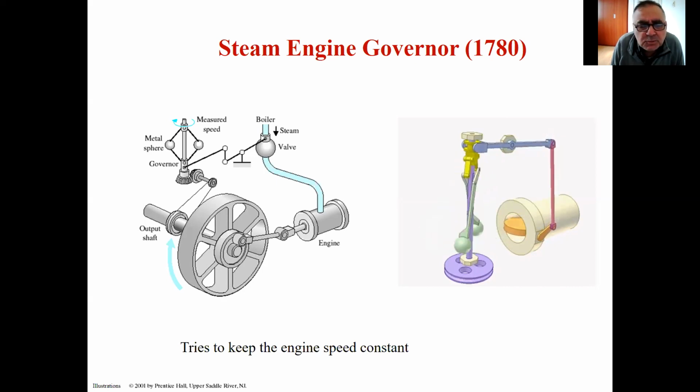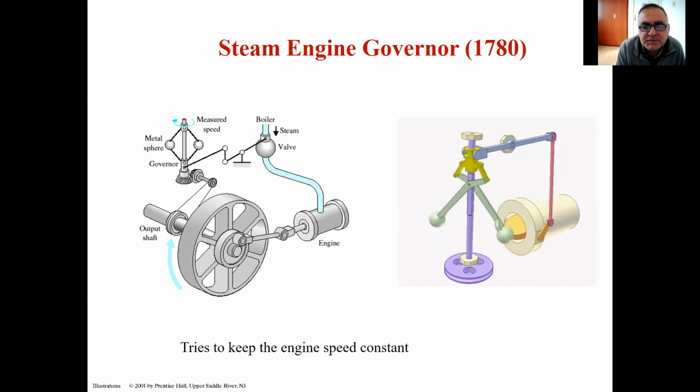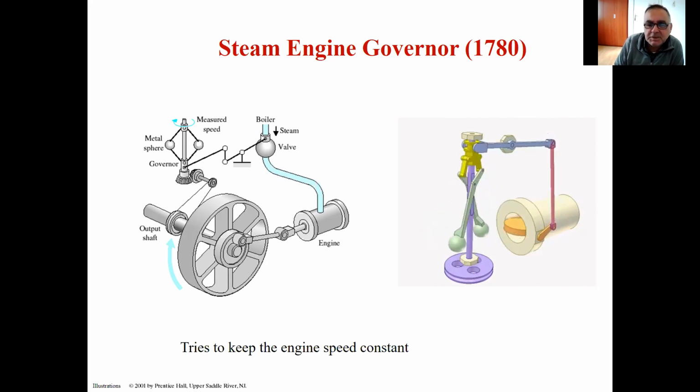Therefore, the volume or, let's say, the flow rate of the steam coming to the engine decreases as the speed increases, okay? And vice versa. If the speed decreases, it opens the valve and the steam coming to the engine increases. So it tries to keep the engine speed constant, as you see, by an ingenious mechanism called the steam engine governor. James Watt actually devised this and took the patent of it.